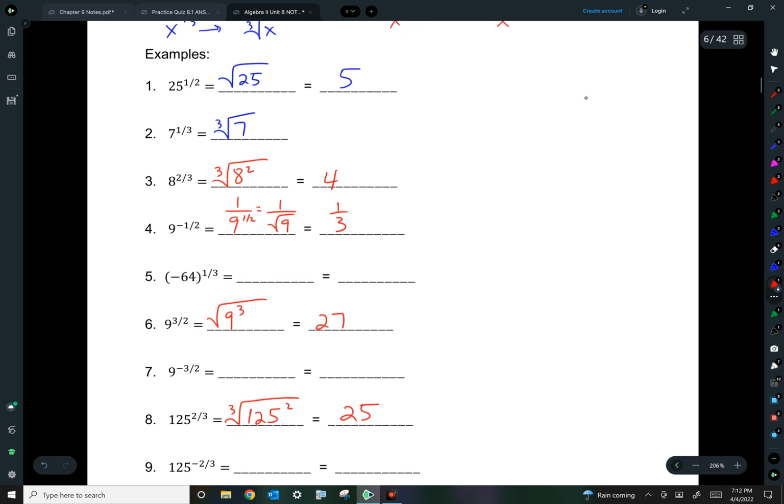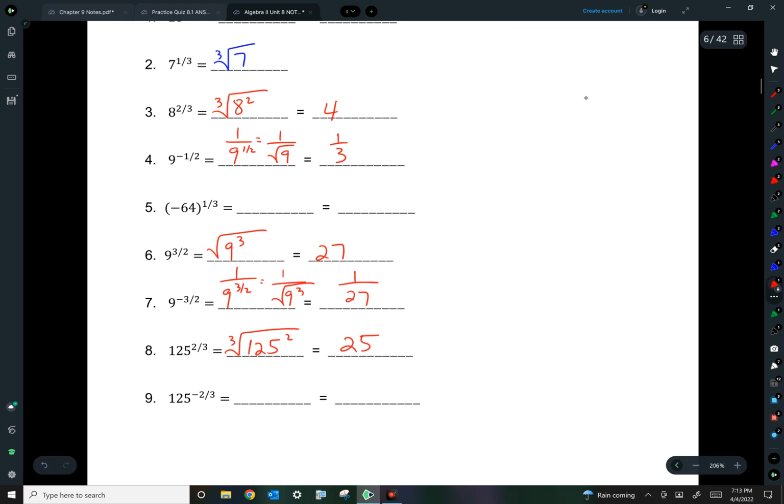Okay, skip down to number 7. That negative exponent just means put it in the denominator, so 1 over 9 to the 3/2. But like we said, the 2 means square root, and the 3 is going to be a 9 cubed. And so if I simplify, it's 1 over, the square root of 9 is 3. 3 to the 3rd is 27.